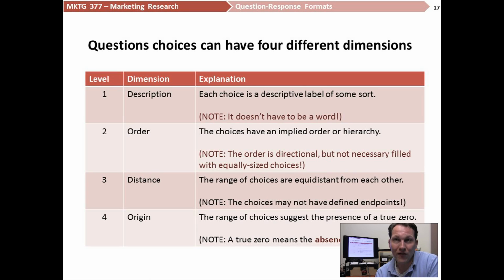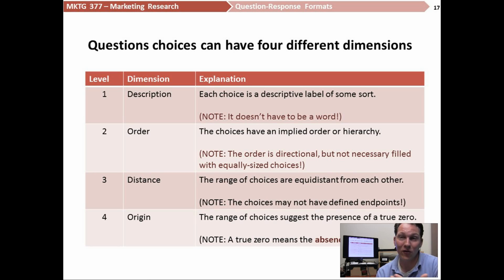So the first dimension that any question choice can have is having a descriptive power, what we call description. And that means that every category on your list of choices has some kind of descriptive label. So what's your gender, male or female? Those are descriptions. What year are you in school, freshman, sophomore, junior, or senior? Those are descriptions. How satisfied are you on a scale of 1 to 5? 1, 2, 3, 4, and 5 are all descriptions of how satisfied you are. So every choice in a question, that's close-ended at least, has some kind of descriptive ability.